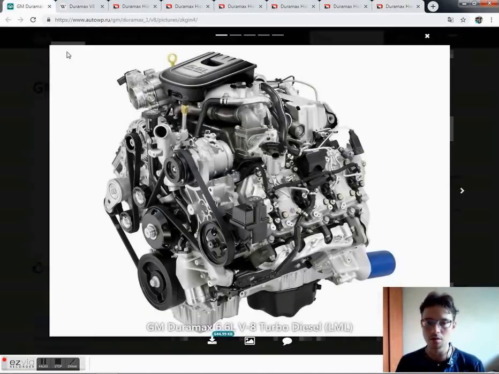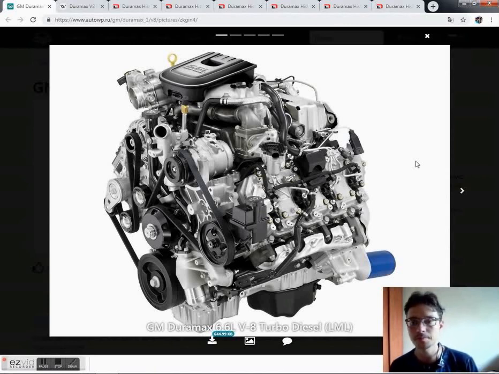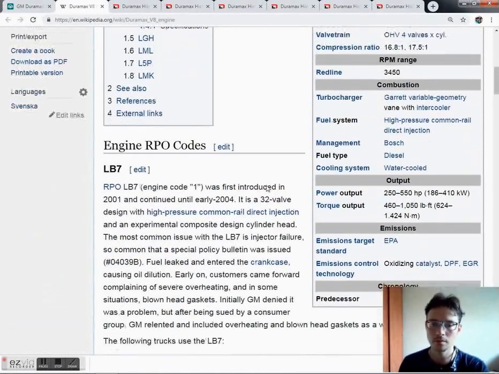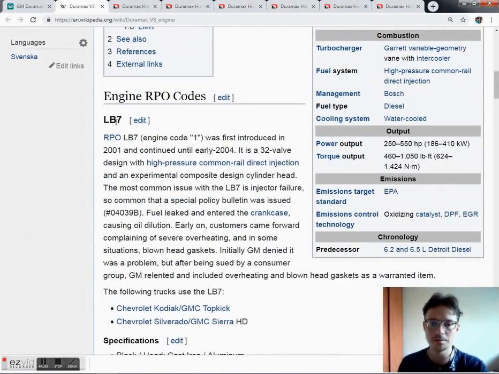Here is a picture. It is a 90 degrees V8 engine with variable geometry turbocharger and common rail high pressure fuel injection system. It was introduced in 2001, the first modification LB7, and since then it had 6 or 7 generations.